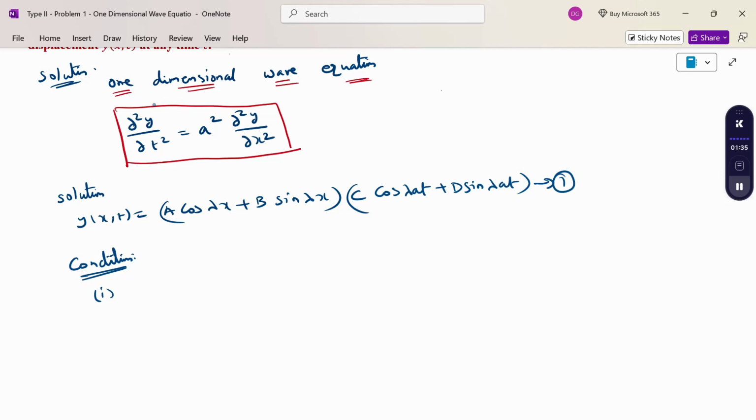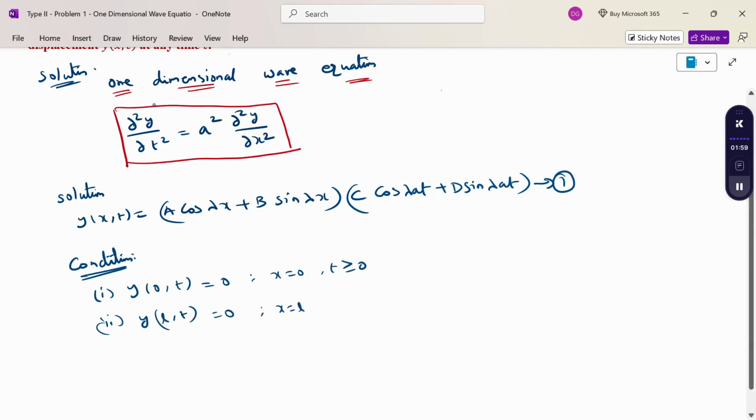First boundary condition: at one end x is 0, therefore y(0, t) = 0 because there is no displacement at this endpoint, for t greater than or equal to 0. Then the second boundary condition: the second end is at length L, so y(L, t) = 0, with x equal to L, t greater than or equal to 0.